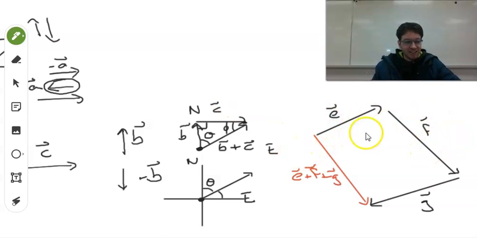Each of these vectors, E, F, G, I can break them all up into their x and their y component. Or you can think of it as their horizontal and their vertical components. Same with F, I can split it up. And the same with G, I can split it as well, like this.